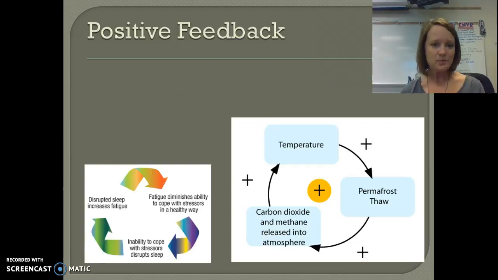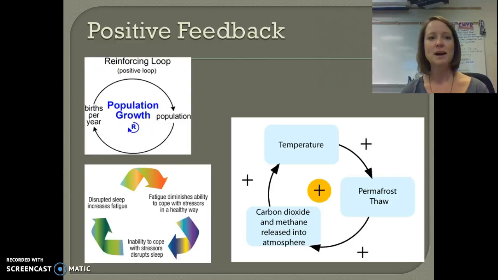Another example, if you have disruptive sleep, that causes fatigue. Fatigue diminishes your ability to cope with stress. Stress disrupts your sleep, which further diminishes your ability to cope with stress. So that would be another example of a positive feedback loop. And then human population. As the births per year increase, human population increases. When population increases, births per year increase, which is why our population is growing exponentially. Usually, when you plot data that is following a positive feedback loop, it does result in exponential growth.